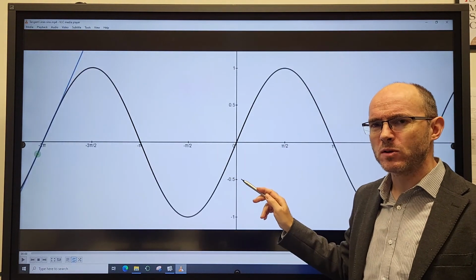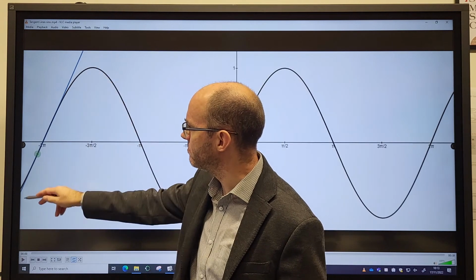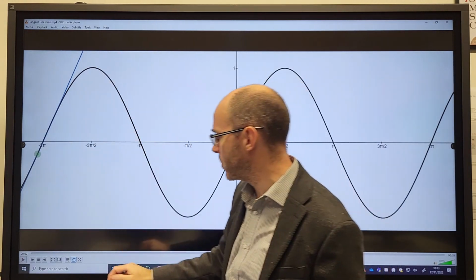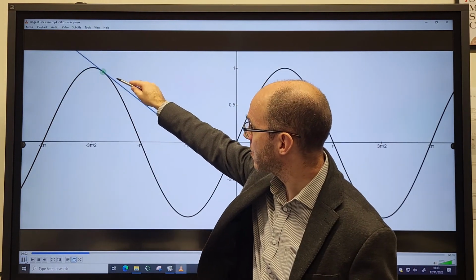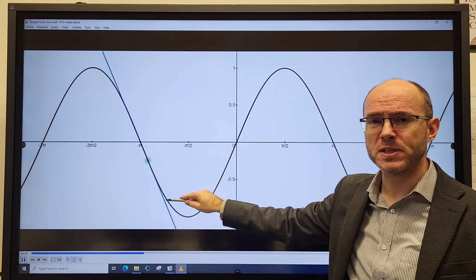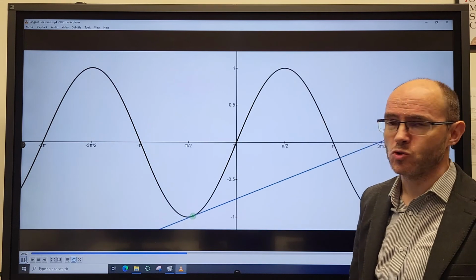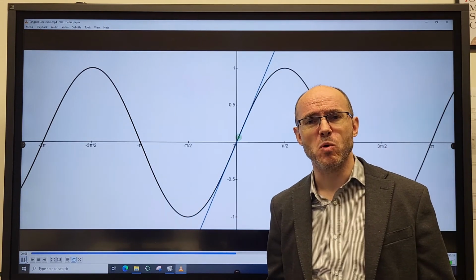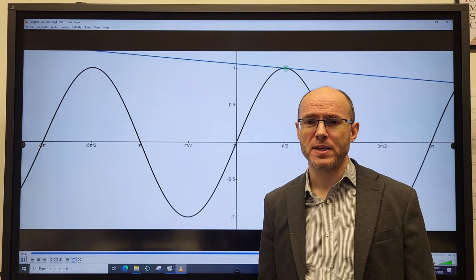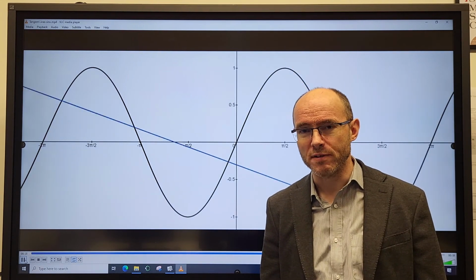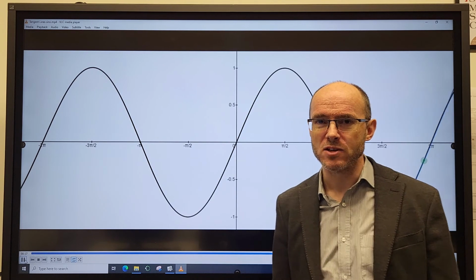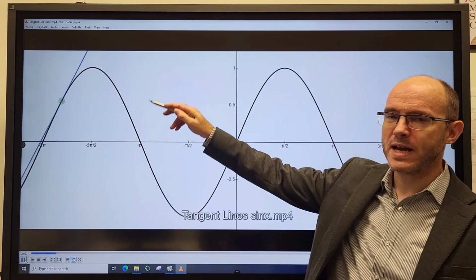I've got a graph of y equals sine x, and this blue line represents a tangent line at a particular point. Now I'm going to run the video, and we've got a point that is going along the sine graph, and at this particular point the tangent line is drawn out. Now why are tangent lines important? Because that's what differentiation is all about. Differentiation is about finding the gradient at a particular point on the graph, and you can visualize this using a tangent.